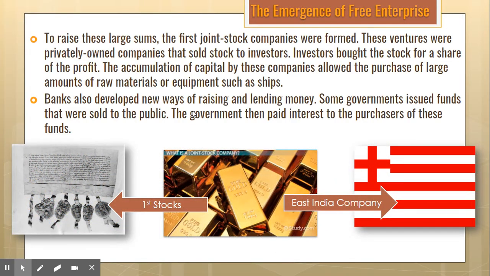So to raise these large sums of money that they needed, the first joint stock companies were formed. Okay, so like our stock market today, but this is a very simple form of it. So these ventures were privately owned businesses that sold stock to investors. Investors bought the stock for a share of profit. The accumulation of capital by these companies allowed them to purchase large amounts of raw materials or equipment such as ships. So what you really did, you're just kind of gambling on a company.